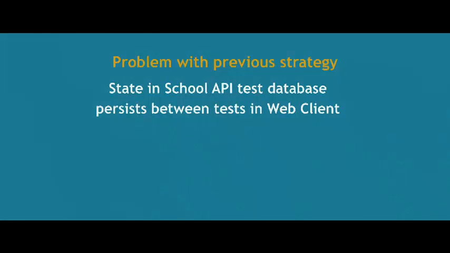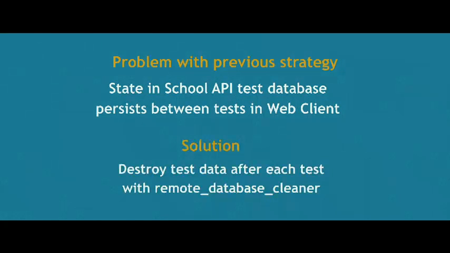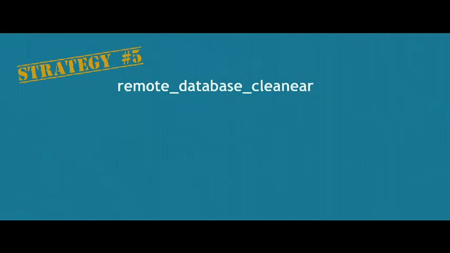So that's our problem. The state in the school API test is persisting between test and test suite in the web client. So the solution is that we want to destroy the test data after each test and after the test suite with something called Remote Database Cleaner. So this works very similar to Remote Factory Girl. It requires 2 gems, Remote Database Cleaner, which lives in the web client, and Remote Database Cleaner Home Rails, which lives in the school API application.